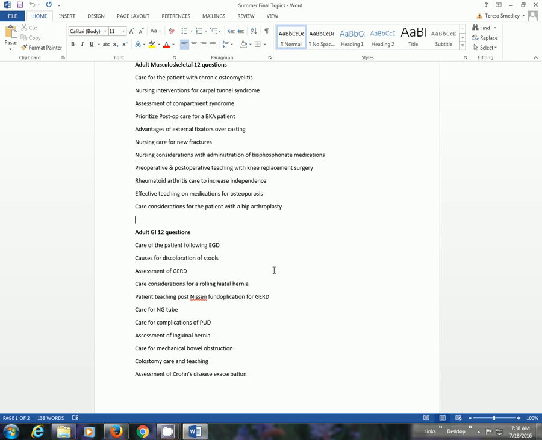And our final one is assessment of Crohn's disease exacerbation. What are expected findings that you will see on someone that is coming in with Crohn's disease that is exacerbated? And then there is one more that is not on here, but it has to do with the dosage calculation.